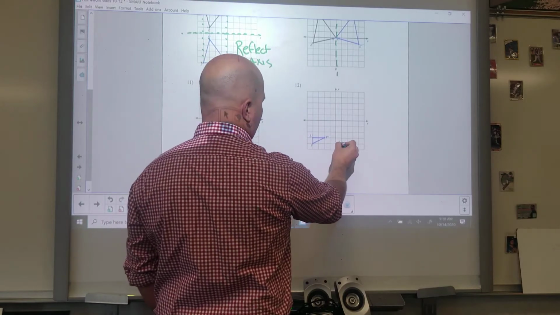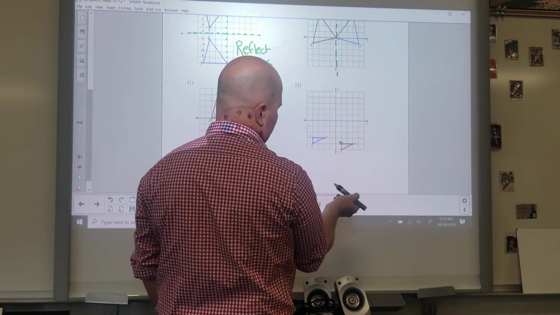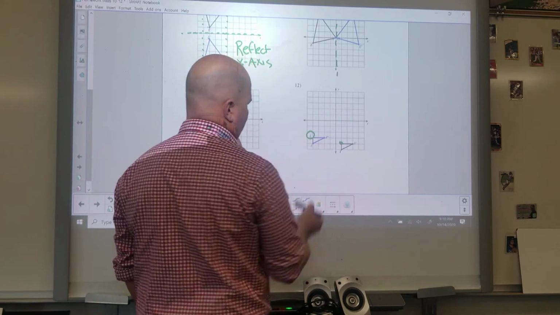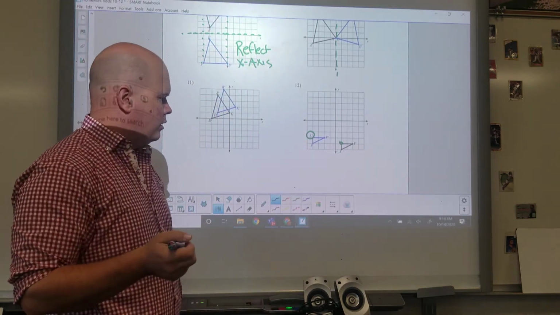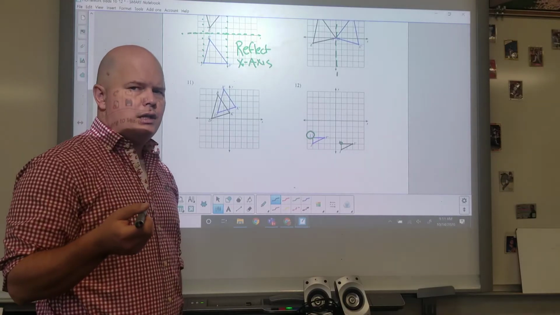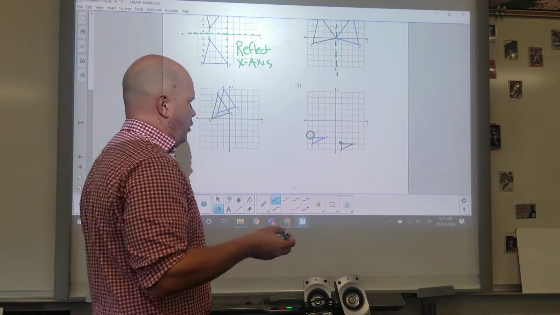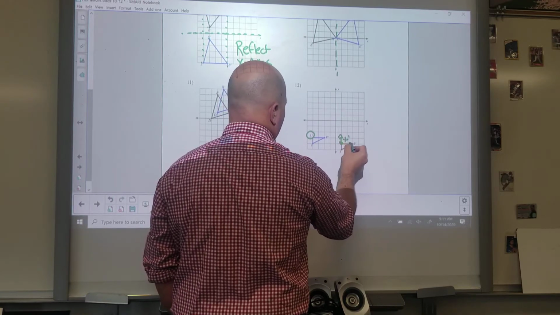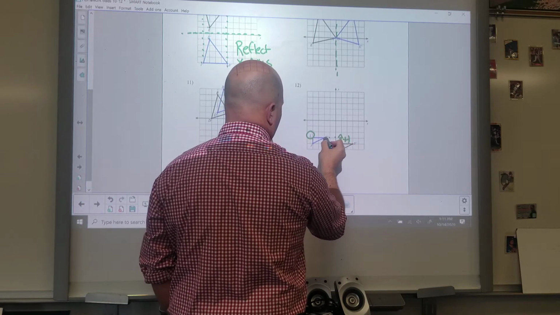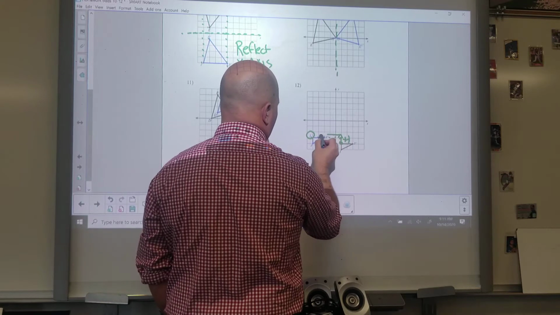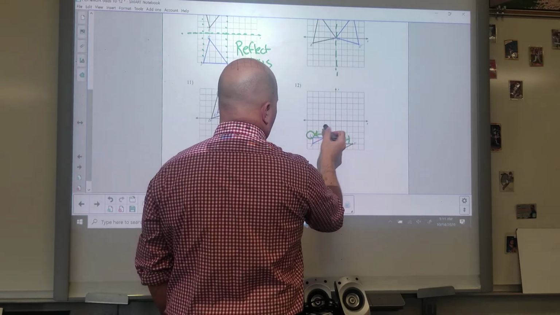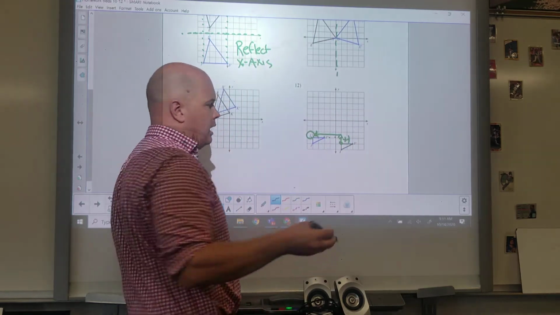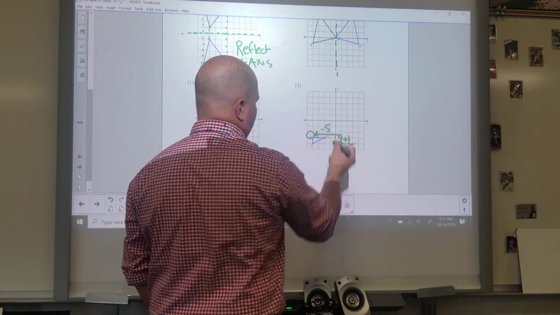Here we have L, which is right there, and it corresponds with L prime, which is right there. So what I need to do is figure out how I need to move to get to L prime. I'm going to go 1 unit up, and 1, 2, 3, 4, 5 units to the left. Since it's to the left, that's my negative direction, so I'm going to go minus 5.